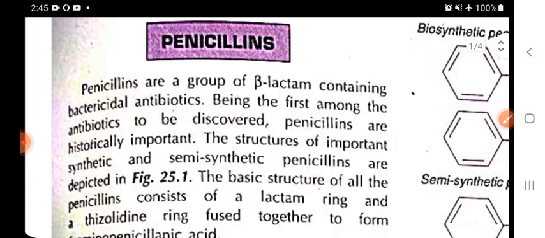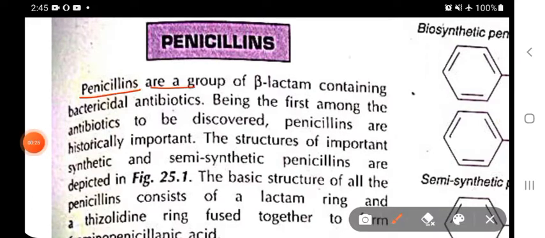So about the penicillins, penicillins are a group of beta lactam containing bactericidal antibiotics. That means the penicillins can kill off bacterial cells which are pathogenic. That's why it's called bactericidal. Better to say bactericidal. Cidal means to kill bacteria.